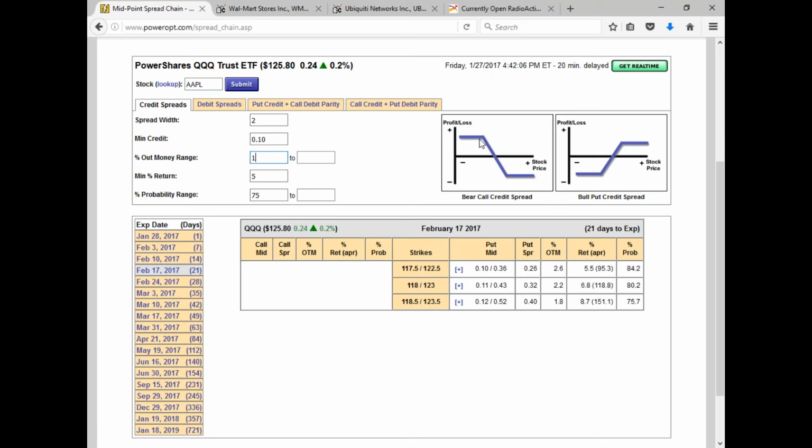I'm going to want the short option leg, that's what this percent out of the money range is referring to, the short option leg of the call or the put. I'm going to want that to be at least 1% out of the money. I'm probably going to go 2. I want a minimum return of 5%, and I'm going to keep my probability. Now the system knows that to calculate the bear call credits, it's looking at the probability below. And for the bull put side, it's going to be looking for the probability above. But in either case, it has to be 75%. 75% below or more for the bear call, 75% or above for our bull put.